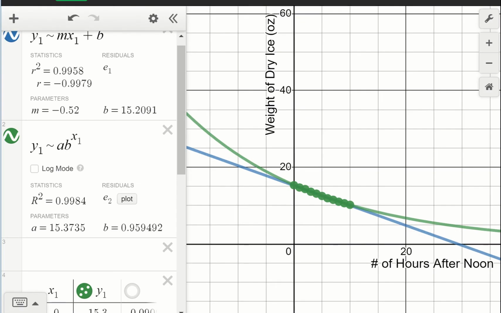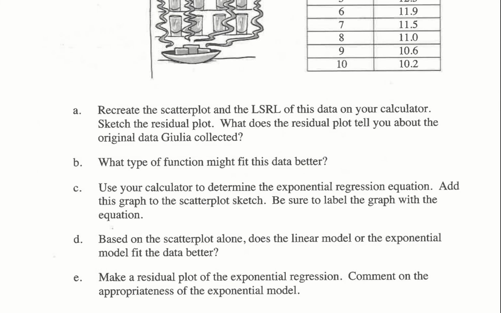So you can see that there again, the equation we came up with has a value of a and b. We've got y equals 15.4, rounded to the nearest tenth, times 0.96 raised to the x power. So that's that curve that we see in green. It does ask us below, based on the scatter plot alone, does the linear model or the exponential model appear to be a better fit? Well, they both really fit kind of nicely if you're just looking at the scatter plot. It does say make a residual plot of the exponential regression and comment on the appropriateness of the exponential model.